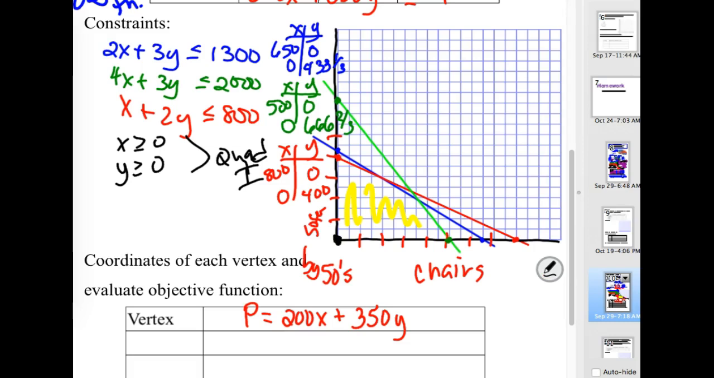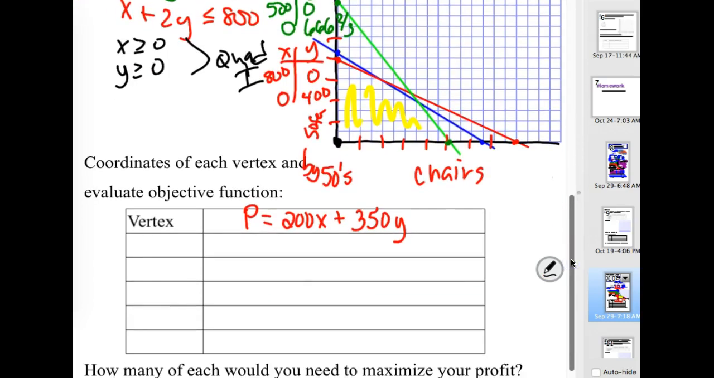We've got the origin as 1. We have a point here. What was that red one? 0, 400. We have this green point here, and that was at 500, 0. And the other two are a little harder to tell, right? So we've got a blue and red one.